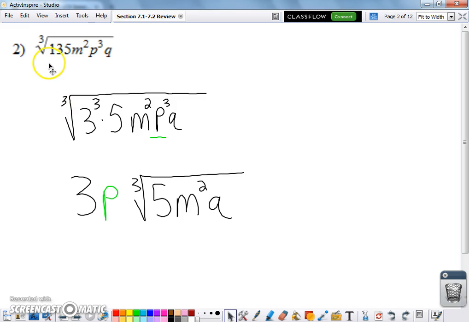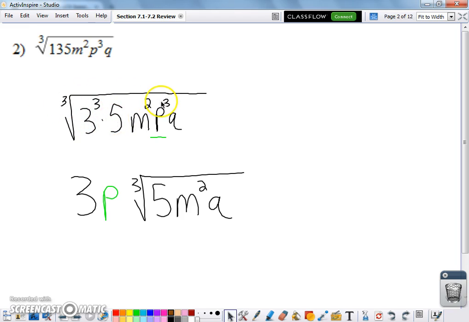Number 2, the cube root of 135 m to the second, p to the third, and q. All right, look. Try things that are to the third power. Hey, does 2 to the third or 8 fit in there evenly? No. How about 3 to the third, which is 27? Why, sure, that does fit evenly in there. 27 times 5.